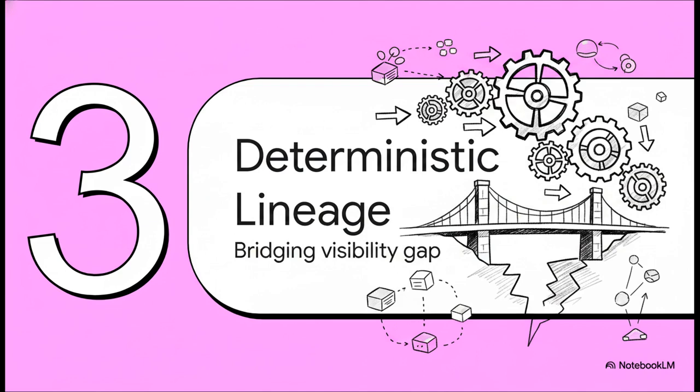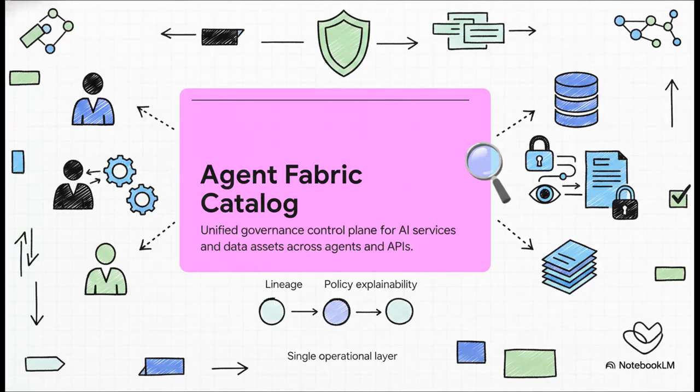Let's look at the architecture that bridges this huge visibility gap. To actually tackle this problem, Salesforce is integrating its agent fabric with Informatica's Enterprise Cloud Data Governance and Catalog, or CDGC for short. And together, they form the Agent Fabric Context Catalog. So what is this? Well, it's essentially a unified governance control plane.